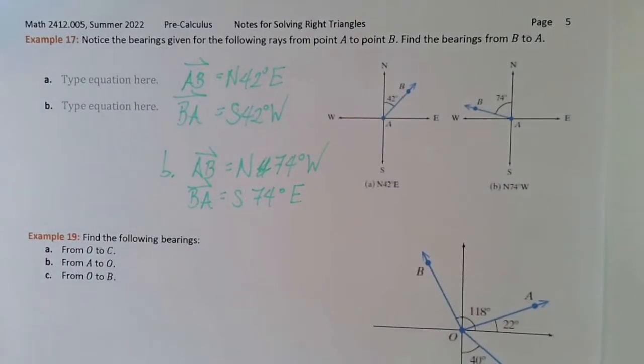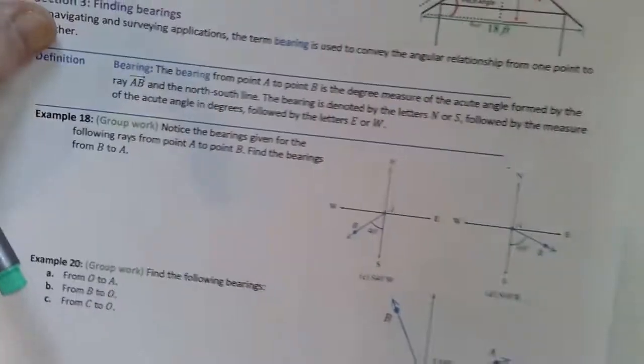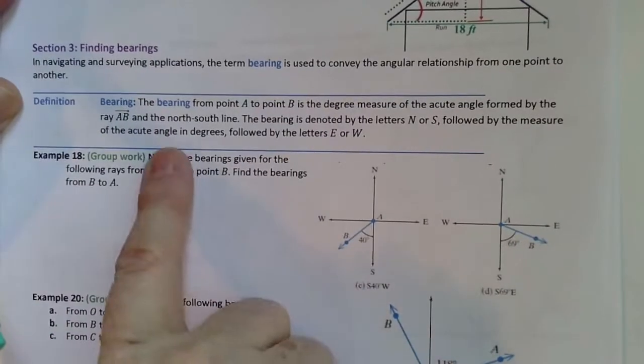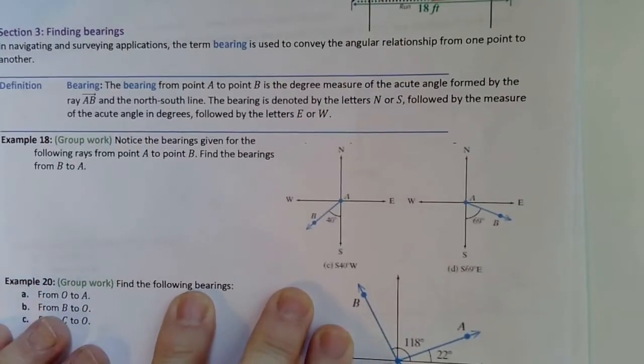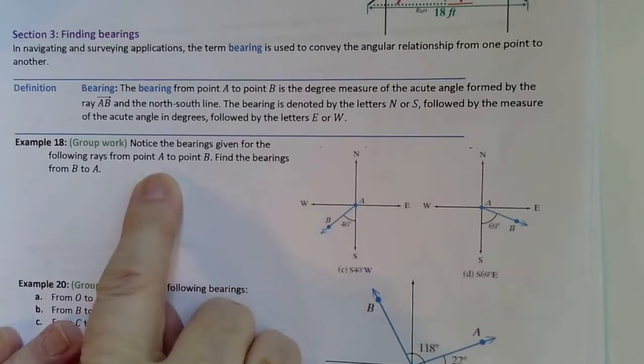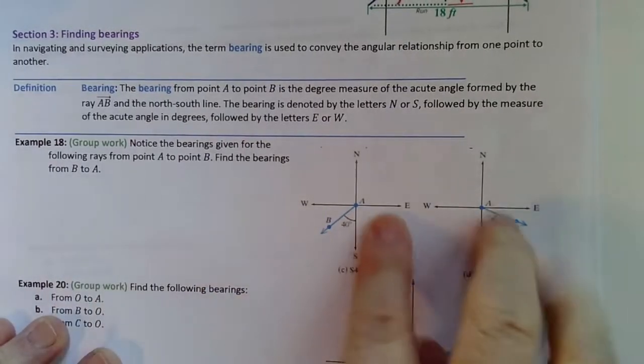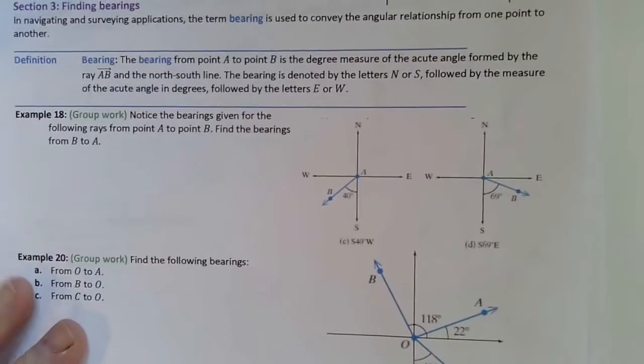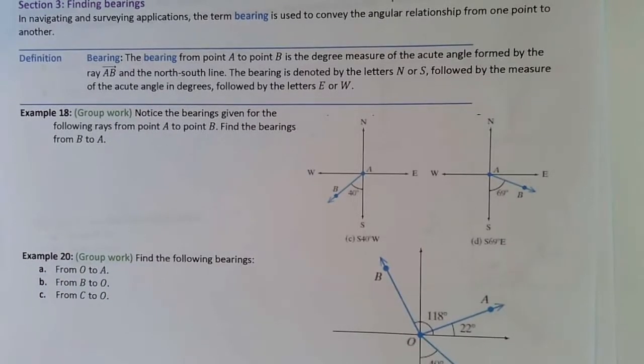I want y'all to do this question 18, A to B and B to A for the two images shown. I'm going to let you pause and copy that down. Great.